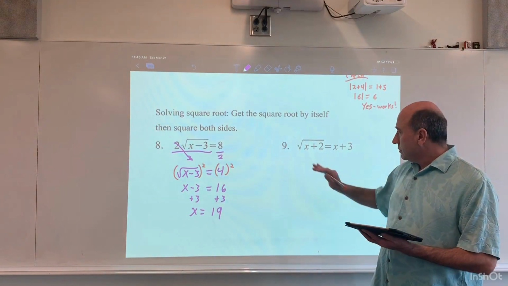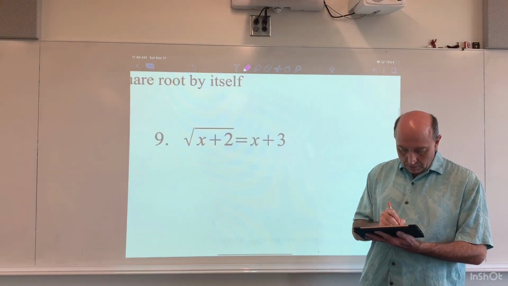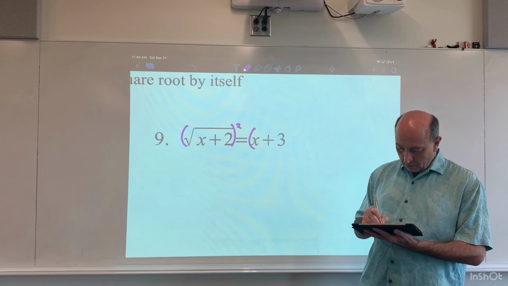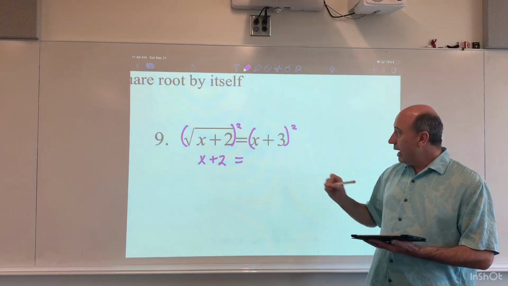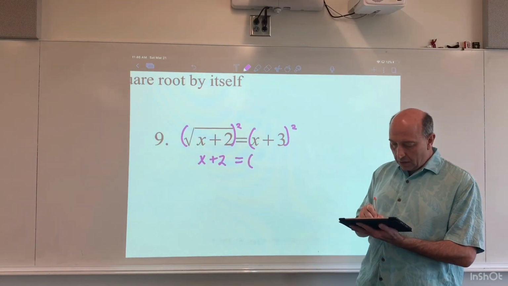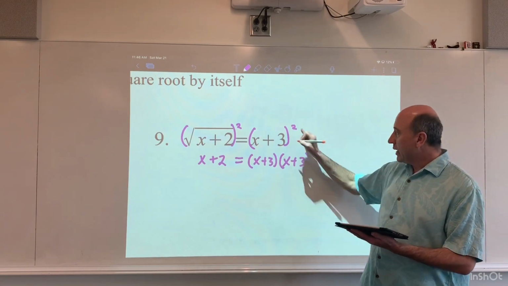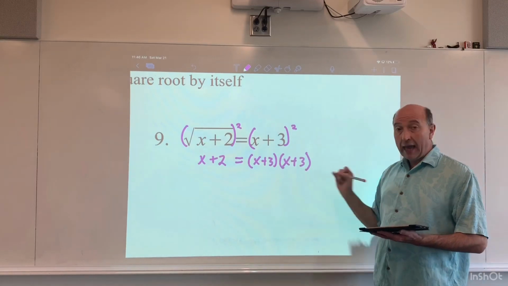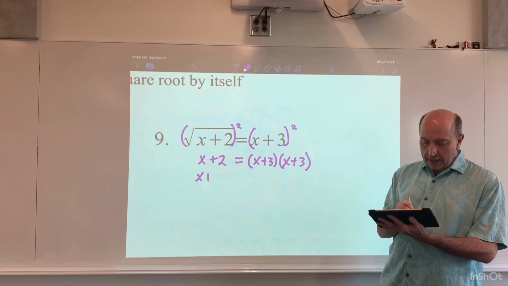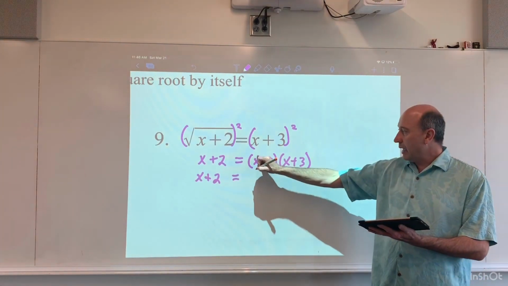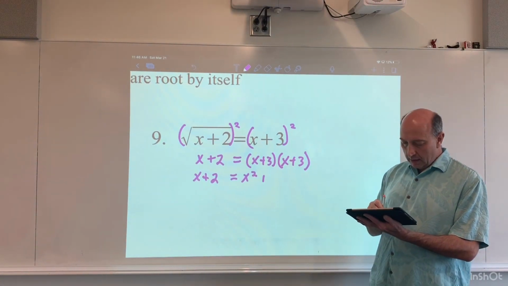Okay, the next one. The square root is by itself, so we will square both sides. So x plus 2 equals... Now, x plus 3 squared means x plus 3 times x plus 3. We cannot square both terms and get the correct answer. Squaring both terms is not a valid shortcut. The correct answer is x times x is x squared. X times 3 is 3x.